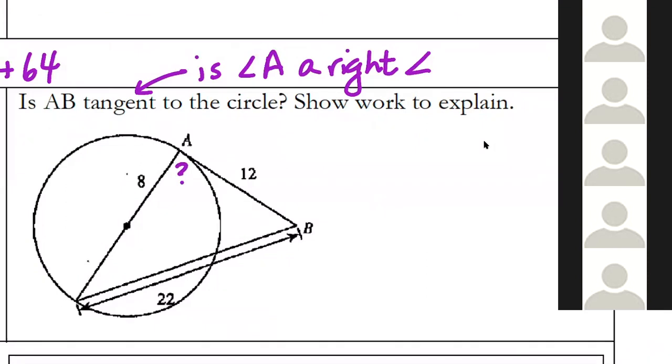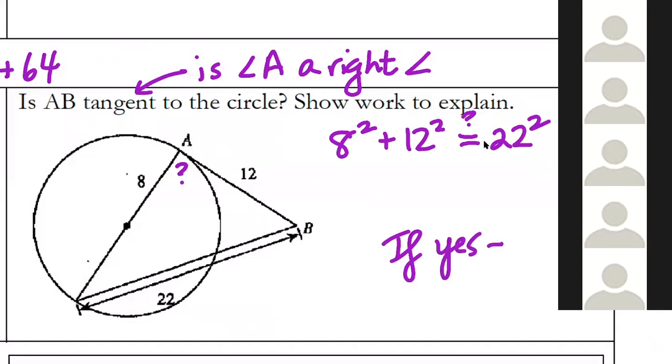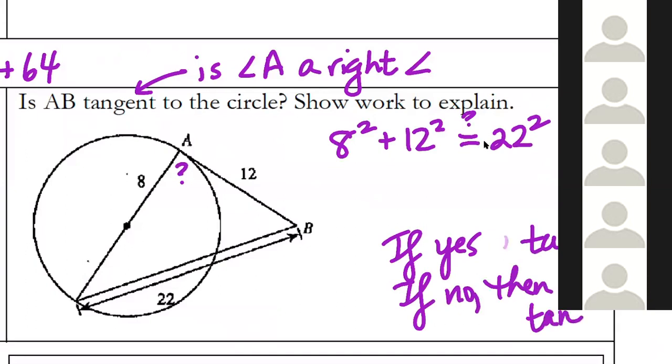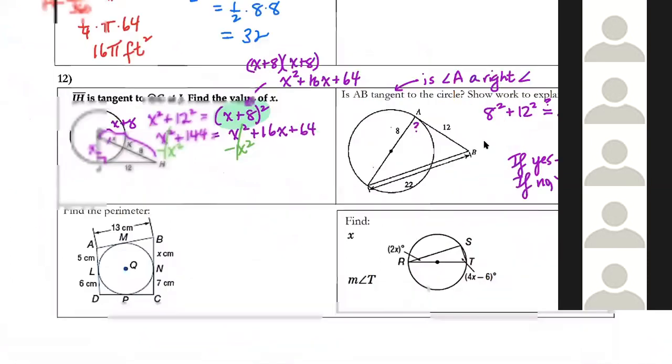So we would be checking if 8 squared plus 12 squared is equal to 22 squared, and work that out. If it's yes, then it'd be tangent. I don't know the answer, but if yes, it would be tangent. And if no, then it's not. Some of these are really just Pythagorean theorem problems. It's just embedded in a circle. So you just have to know that it's a right triangle to be able to do the Pythagorean theorem.